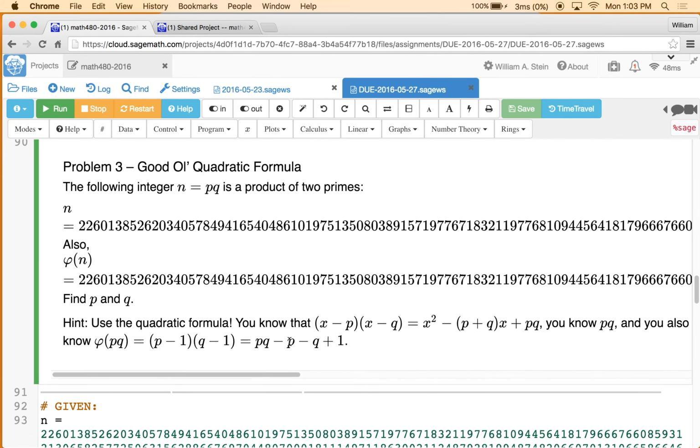Okay. This problem is similar. This is about the fact that if you know that an integer is of the form p times q, and you happen to also know Euler phi of that number, then you can find both p and q. If you know n and phi, then you can factor n. And here's why. You can just use the quadratic formula. You know the coefficients in some quadratic polynomial whose roots are p and q. So it's pretty easy.